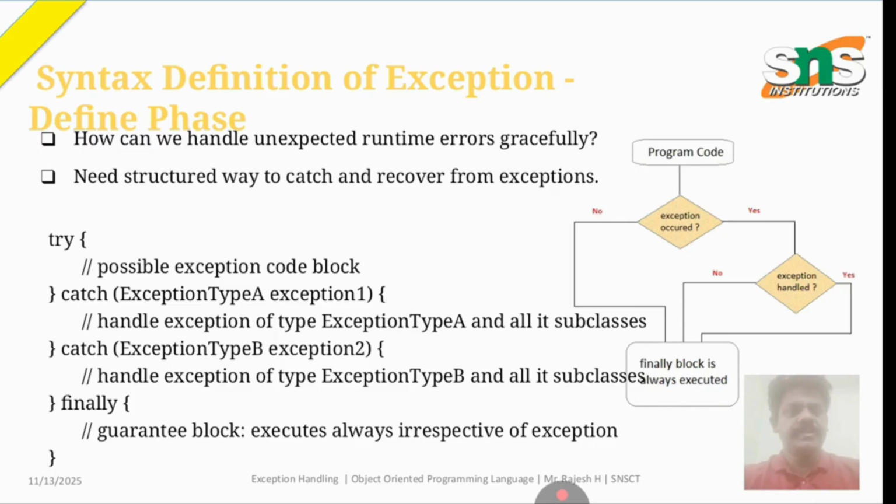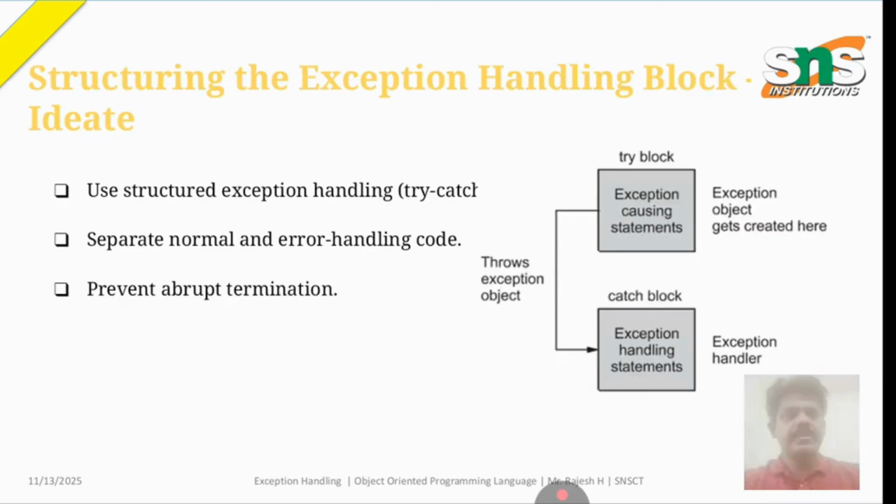So these 4 things are explained in the form of a flowchart, and the example takes 1 try block, 2 catch blocks and 1 finally block. So it's a structured way of handling exceptions. There are other options, like we need to understand that one is an exception object that gets created, and another one is the exception handler part.